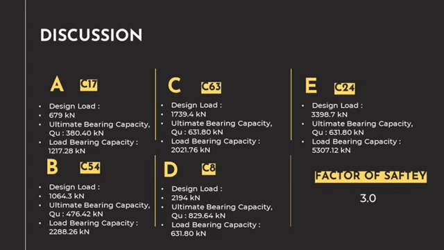Next is column 8. The QU is 829.64 kilonewton. Load bearing capacity is 631.80 kilonewton. And lastly is column 24. The QU is 631.80 kilonewton. The load bearing capacity is 5307.12 kilonewton.